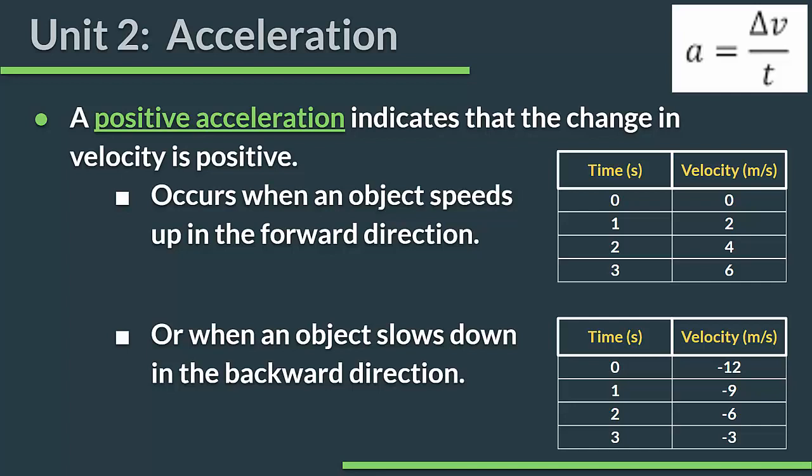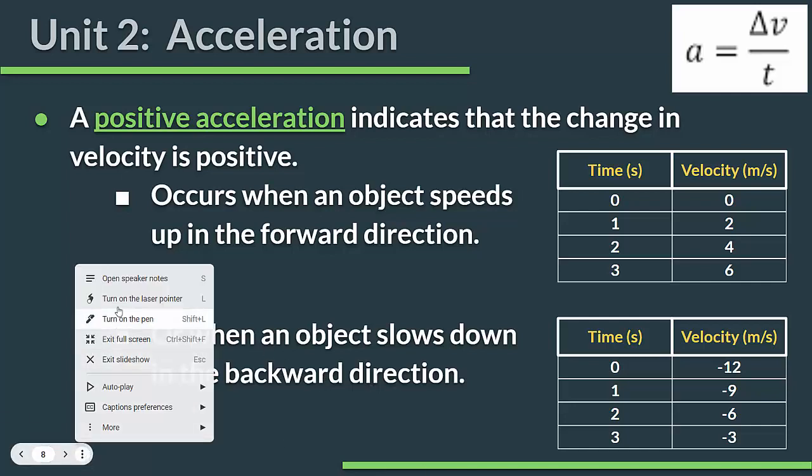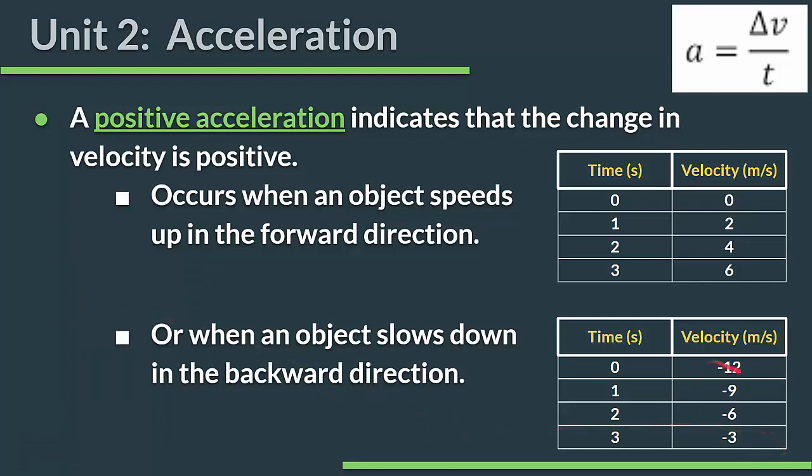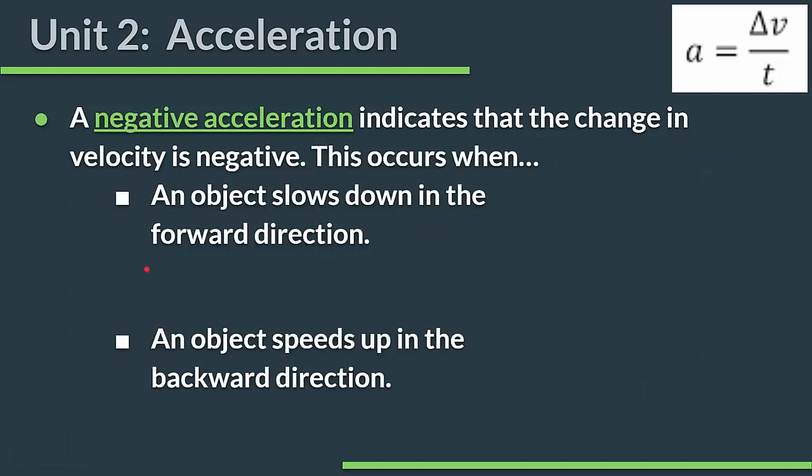This is a very common misconception, because people always think positive acceleration means speeding up. It doesn't necessarily mean that. Again, this object is slowing down in the backward direction. That is still an example of positive acceleration, and here's why. Look at my change in velocity each second. Make a note, because this is a very common misconception. A negative acceleration indicates that the change in velocity is negative.